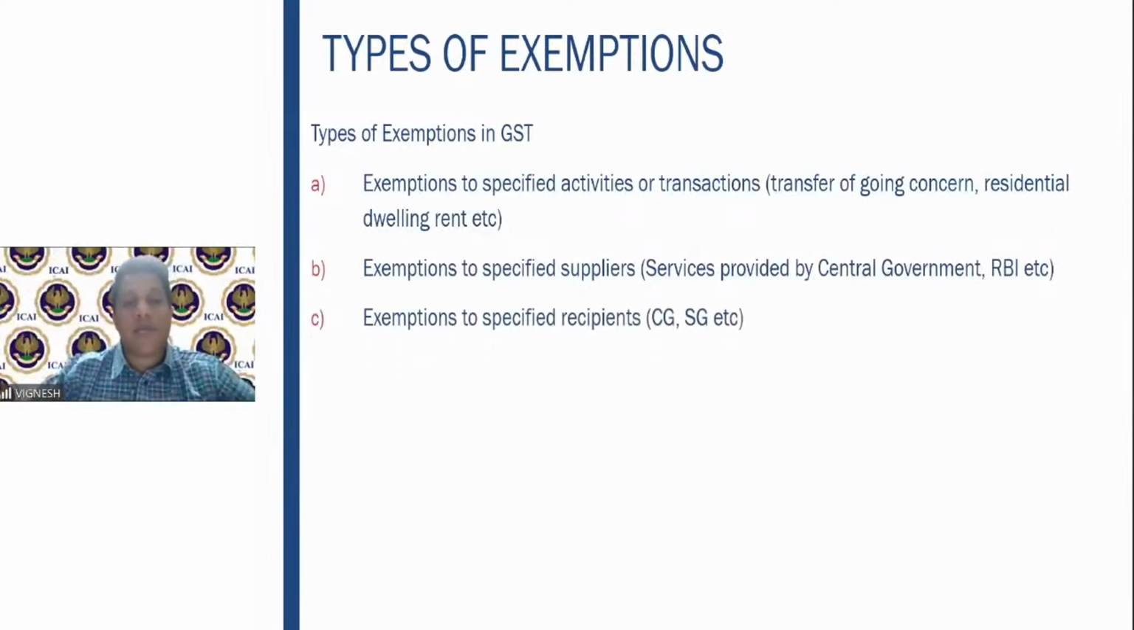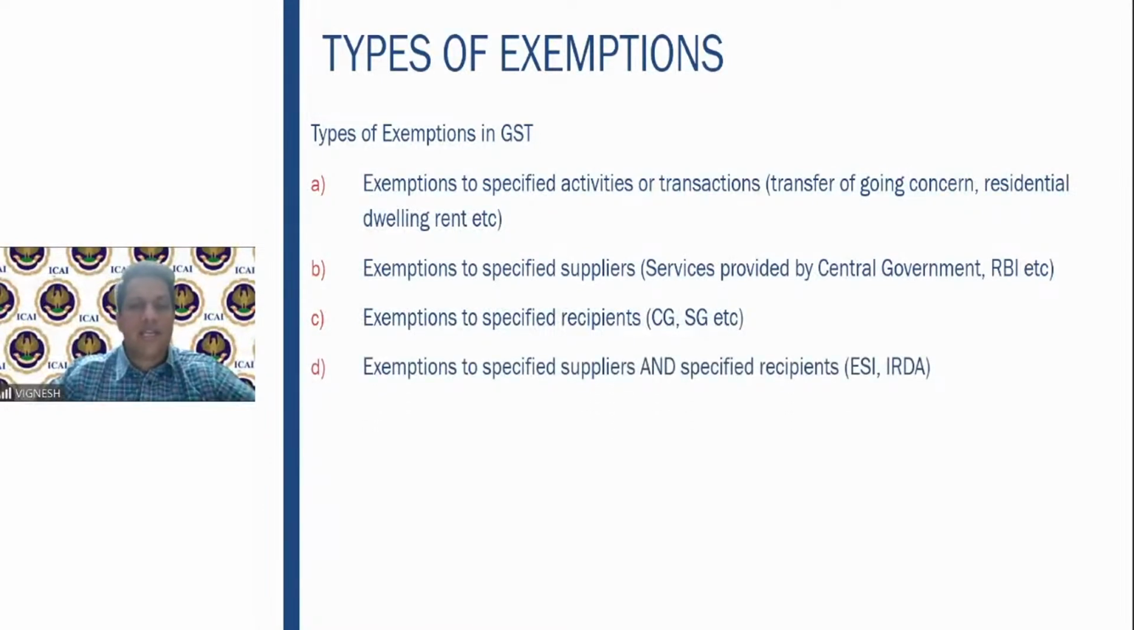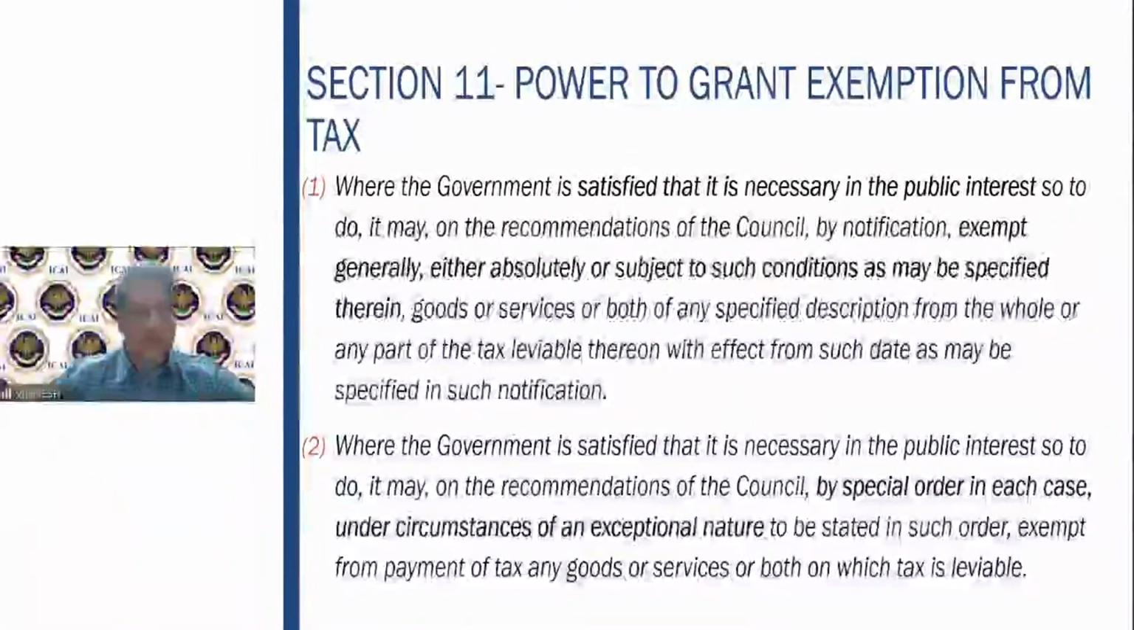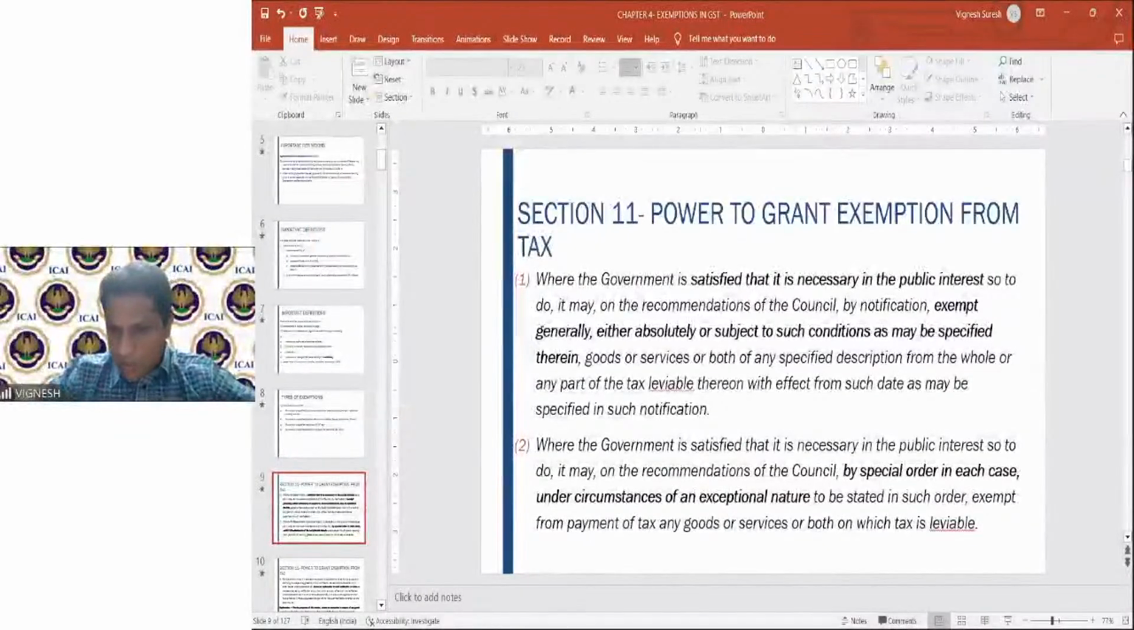Sometimes specified recipients also enjoy the exemption. If the recipient of service is central government, state government, etc., here also the exemption is given. So exemption to specified suppliers and specified recipients. Sometimes if one specified supplier supplies the service to a specified recipient, then the exemptions are there. Those types also exist, like ESI, IRDA, etc. Fine, so that was your introduction. Now we come to the section which talks about the exemption.